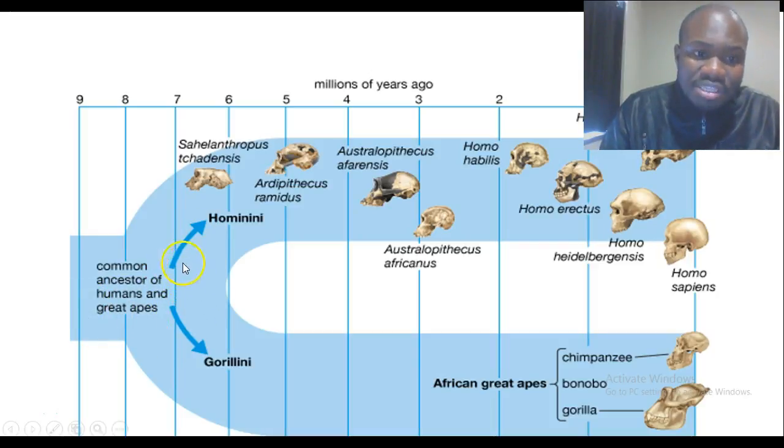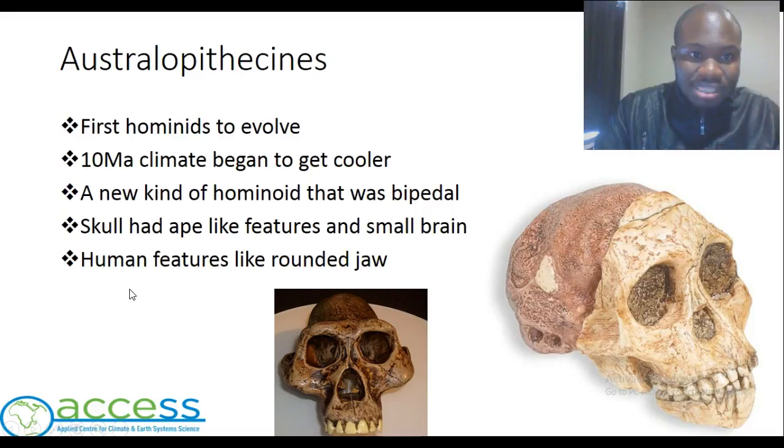And it is around 6 million years ago that there was a split, and the split gave rise to the hominini and the gorillini. And the hominini were human-like species. And to trace our evolution, we are going to focus on the hominini. So by looking at this time scale, we get to realize that we are not from the chimpanzees, but we share a common ancestor with the chimpanzees.